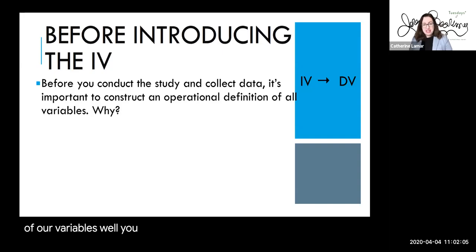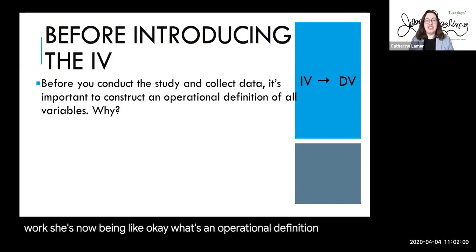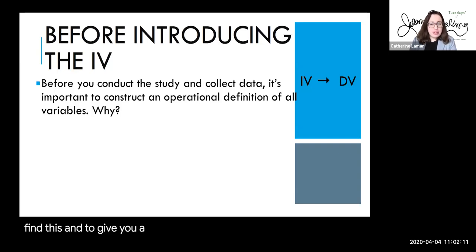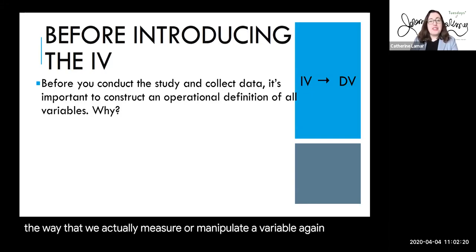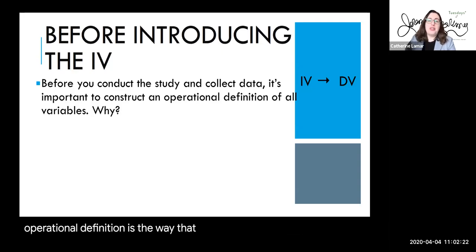Well, you might be looking through your chapter concept worksheets now and thinking, okay, what's an operational definition? How do I find this? To give you a bit of a refresher, an operational definition is the way that we actually measure or manipulate a variable. Again, an operational definition is the way that researchers measure or manipulate a variable.